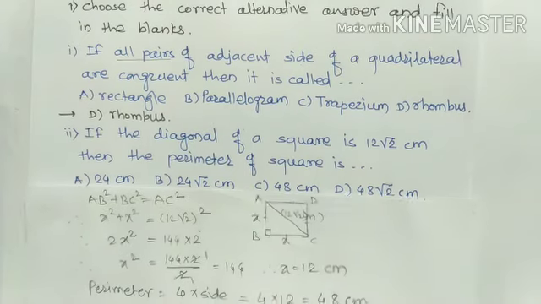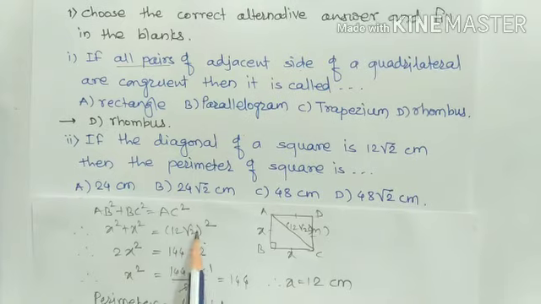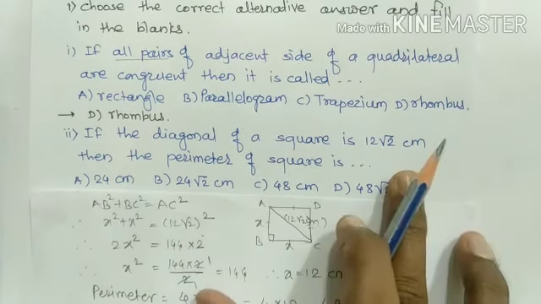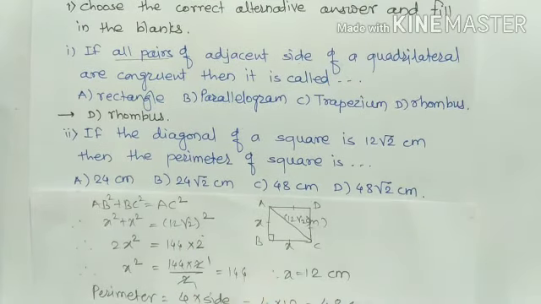Here we find the perimeter by using the Pythagoras theorem. First we find the side of the square, and then by using the side we find the perimeter of this square.